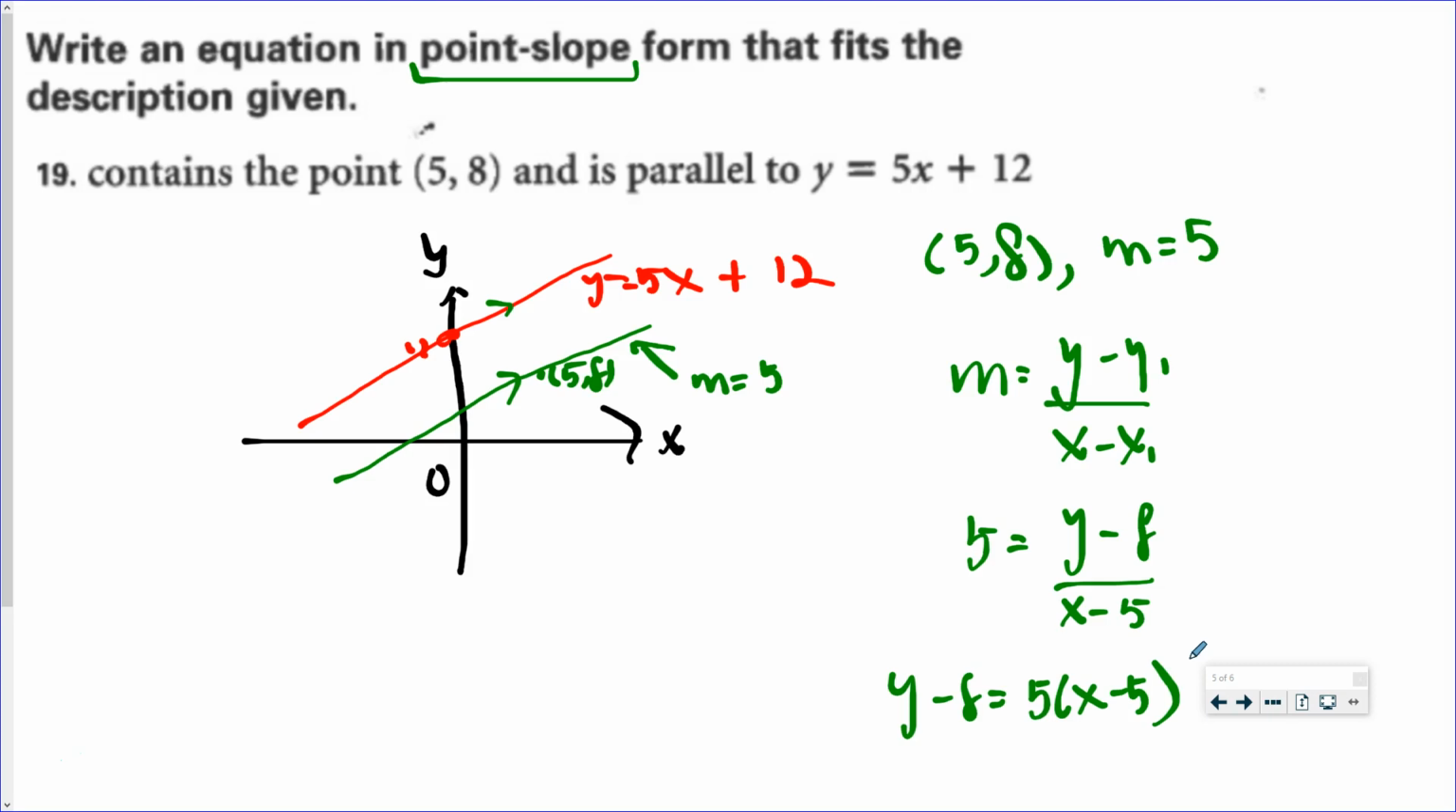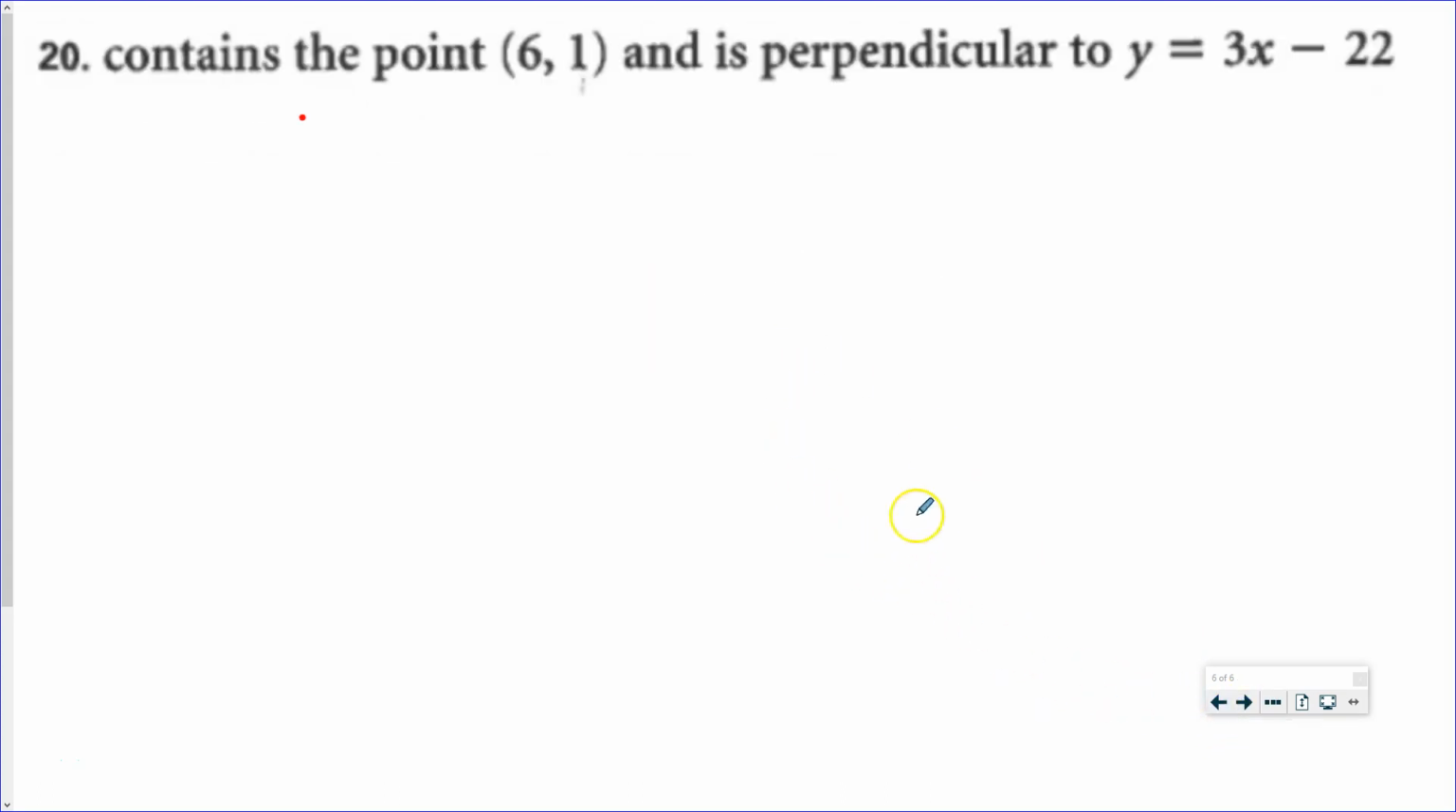Alright? Normally you do not have to draw that diagram, and I will encourage you not to because it takes a lot of time. Aren't you glad this video is about 16 minutes already? So this one, we have 6,1. So my point is 6,1.